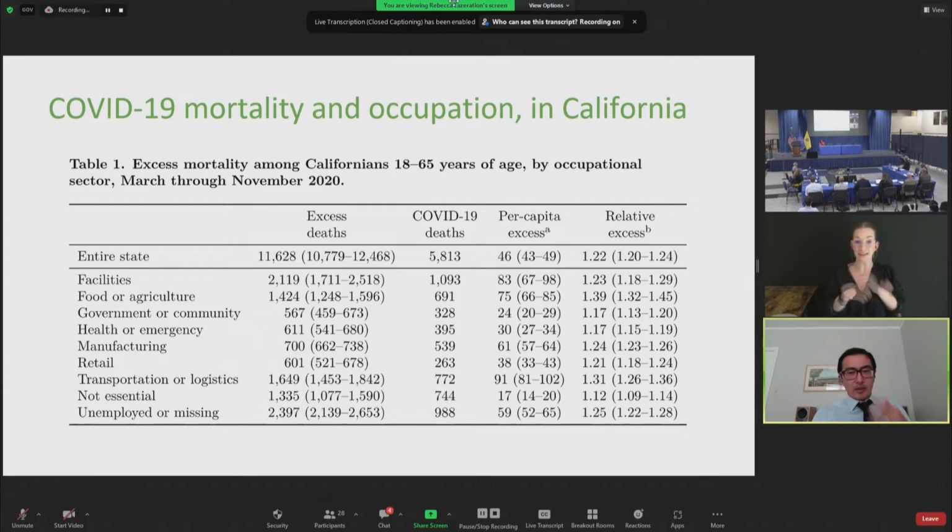So we might look instead at per capita numbers, per capita excess, that's that third numeric column. And what we see is very high risk in certain essential sectors, facilities, food and agriculture, manufacturing, and also transportation and logistics. One of the things that you might notice here, which we have found interesting, is that the excess mortality among the health and emergency sector is relatively low, and we think that is largely due to differences in workplace protections.